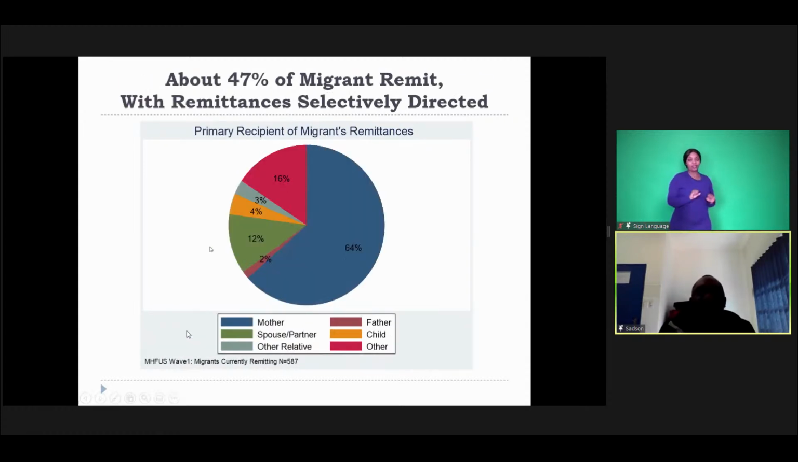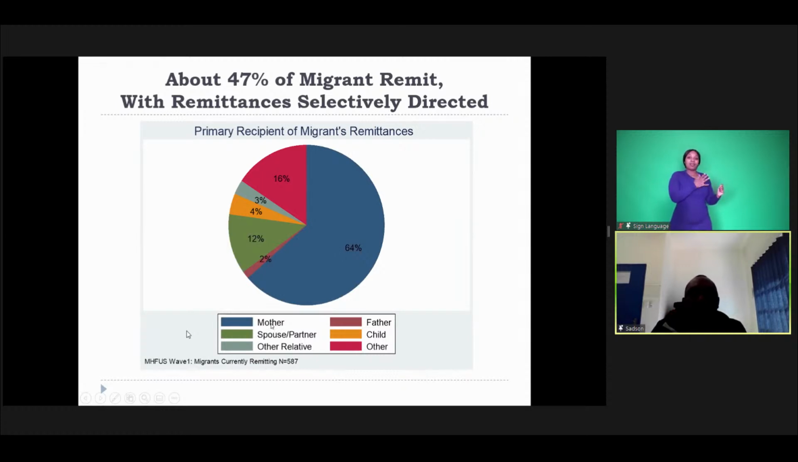Again, in terms of remittance, I think it was touched on earlier by Mike, but in a different point. Specifically for Agincourt and the migrant health follow-up study, we observed that 47% of our participants who have migrated from the study site remit something back to the original household. And the remittances are selectively directed. For example, most of the migrants reported that they send money back home to the mother.